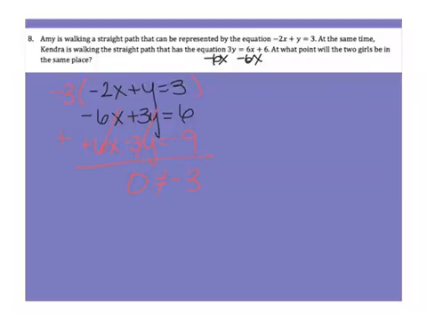0 does not equal -3. This is a false statement. So we end up saying, remember, this is a no solution. They will never meet. The girls will never meet. So remember, false statements equals no solution. If this was true, if it said like -3 equaled -3, that'd be a true statement. So that would be an IMS, an infinitely many solutions.